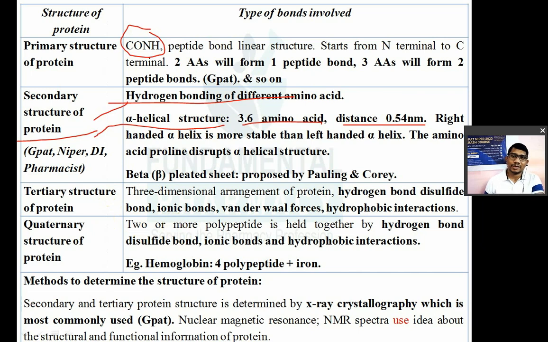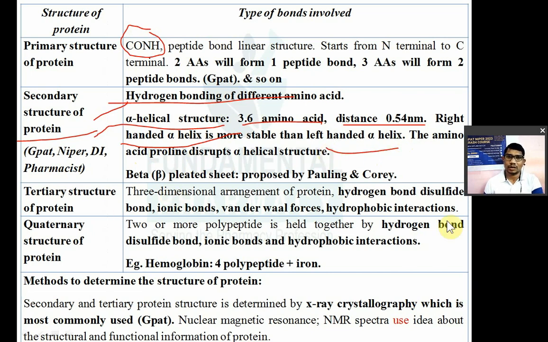Now there are two types of alpha helix, right handed alpha helix and left handed alpha helix. The right handed alpha helix is more stable and more common in the protein. It is more stable than the left handed helix.